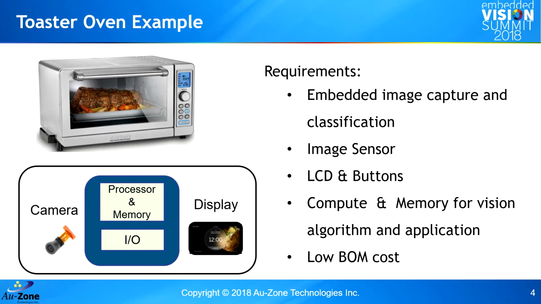Let's imagine you're sitting in your office one day and the director of product management comes in and asks you to implement the same food classification network that you developed last year on your company's $5,000 smart oven. But this year they want to extend that feature across the product line, including the $150 toaster oven that your company sells. So how are you going to do that?